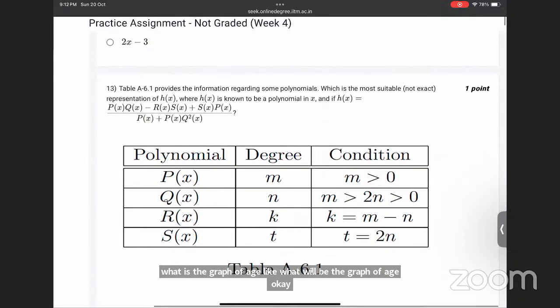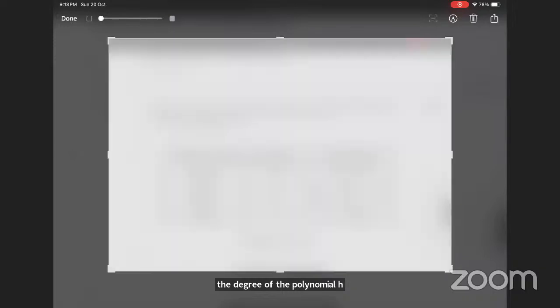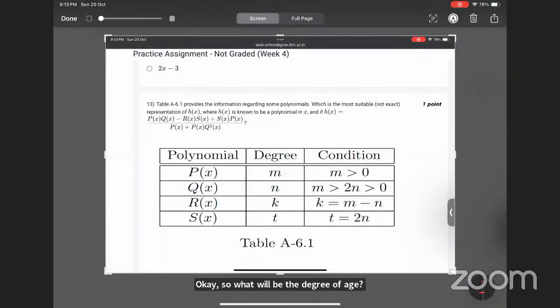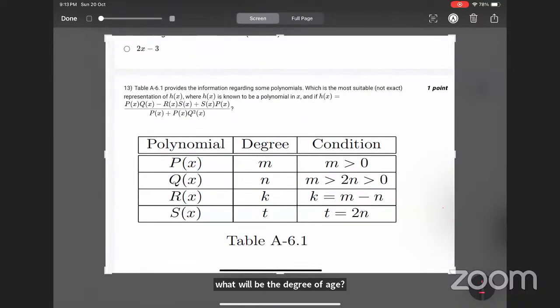To identify H(x), we only have the degrees given here, right? So we can think with the degrees. We will calculate the degree of the polynomial H. Okay, so what will be the degree of H?